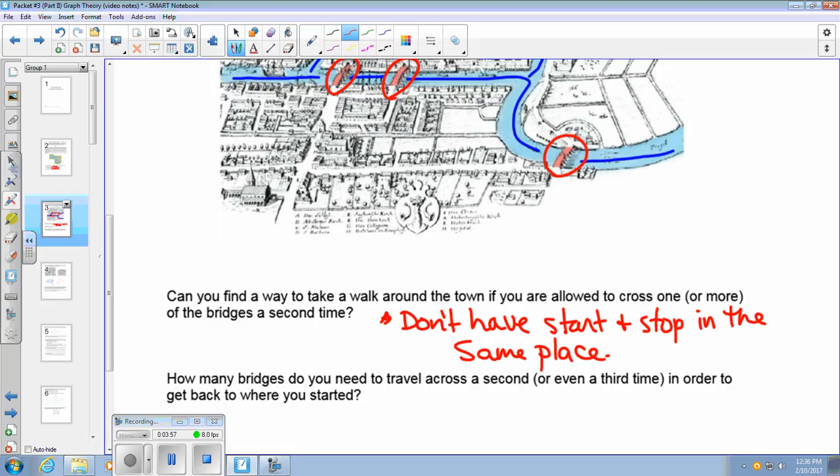Okay, and question 2 is a little bit different. So how many bridges do you need to travel across a second or even a third time in order to get back to where you started? All right, so again, press pause, try this out.